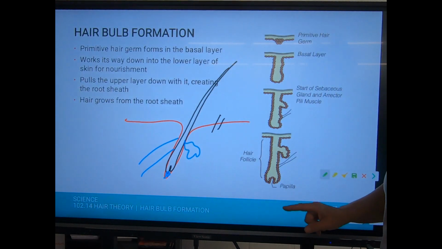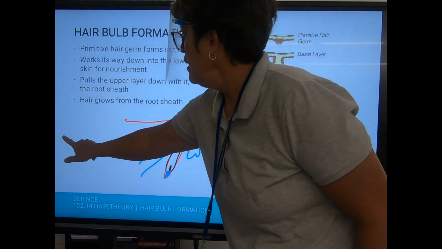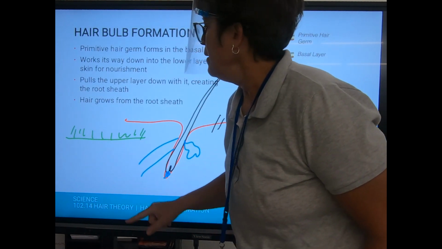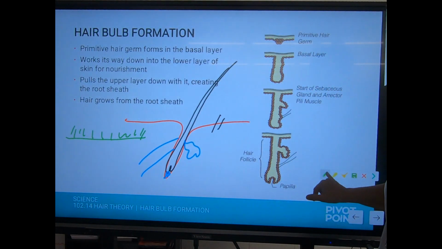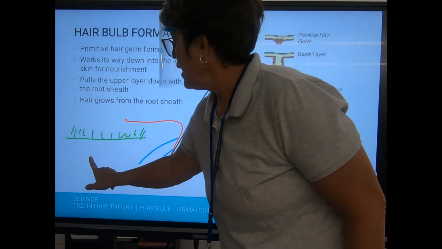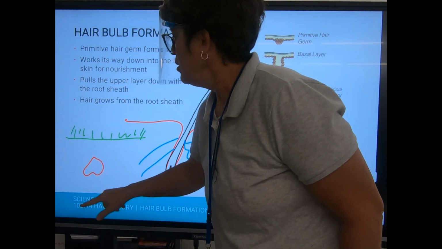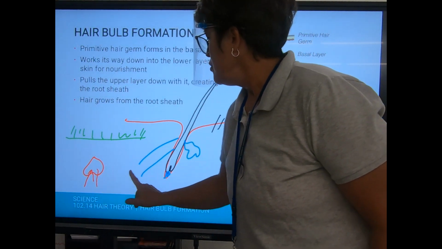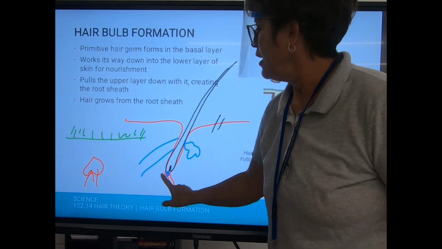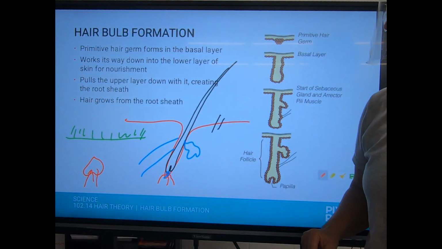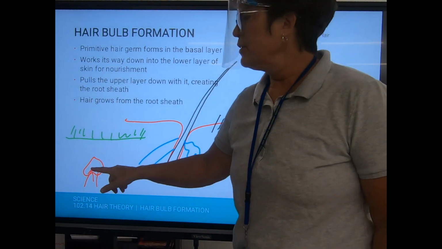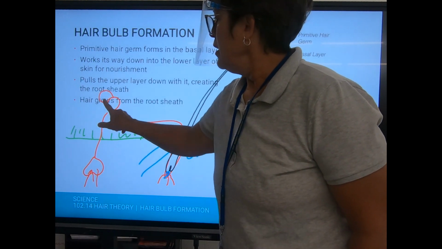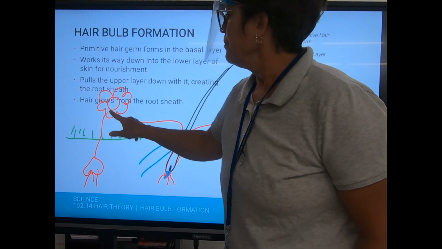If you think about this in terms of being outside, you've got grass, okay? And sometimes in the fall, you might plant a bulb. Looks very similar to that. And it's got roots coming out of it, just like we have capillaries coming out of our papilla down there. Okay, in the spring it starts to grow, and we end up with a beautiful flower.